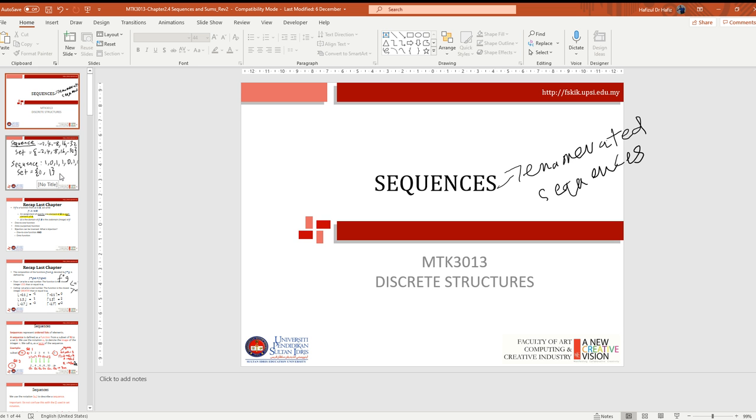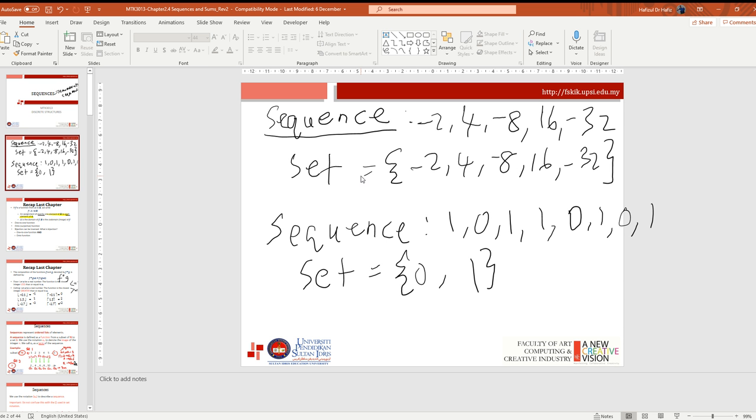For example, you have -2, 4, -8, 16, and -32. And for a set, by default, you should have the brackets. It also contains members, also called elements or terms. For this sequence you can see 1 0 1 0 1 1 0 1 0 and 1, and for the set, it only contains the elements 0 and 1.